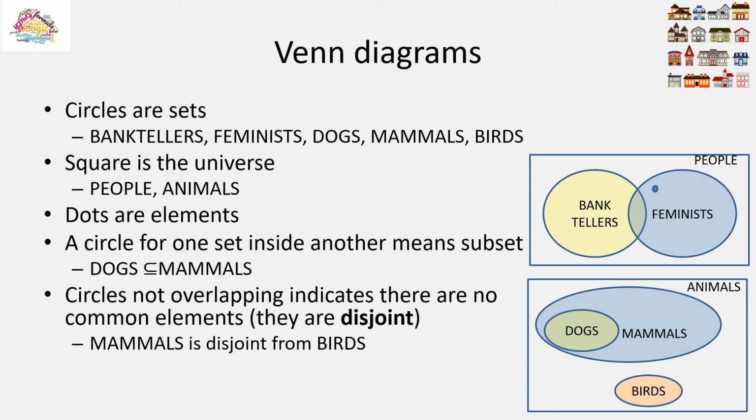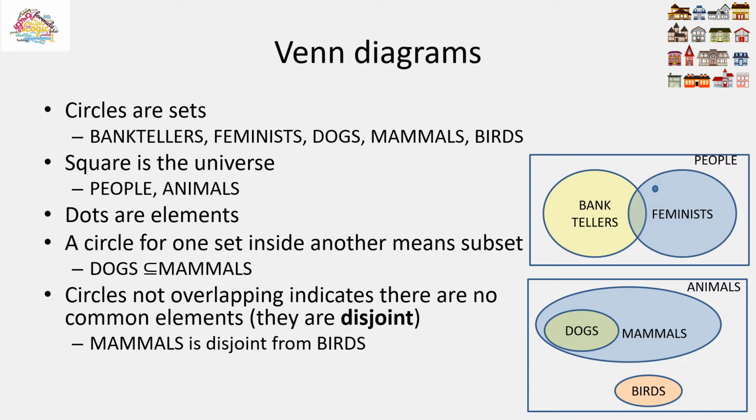We draw one circle, or an oval, inside another to represent a subset, because that means that everything in, say, dogs is inside of the set of mammals. On the other hand, sometimes there are no common elements between two sets, in which case we say that the sets are disjoint, and then we will draw them as non-overlapping circles.